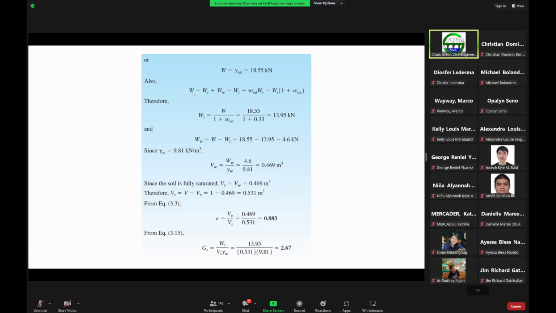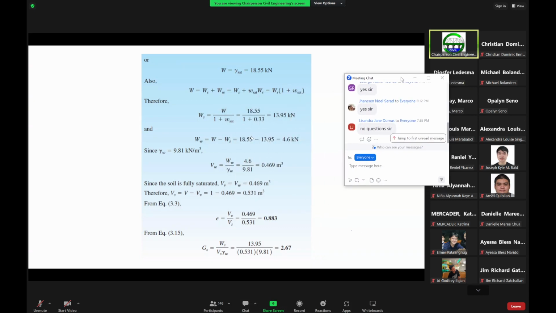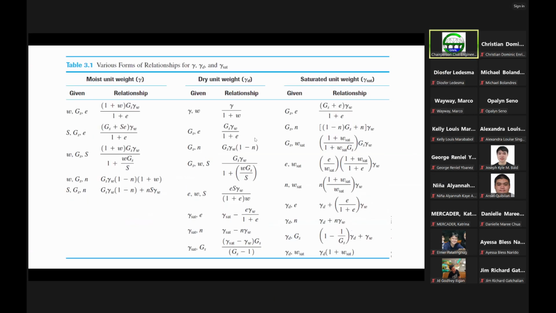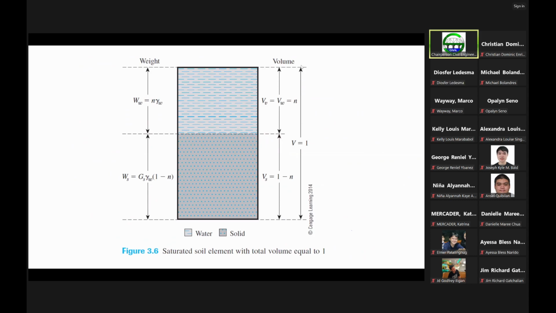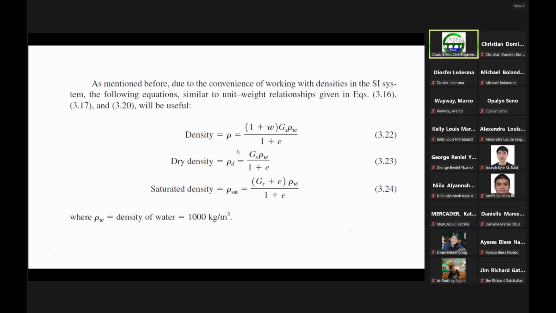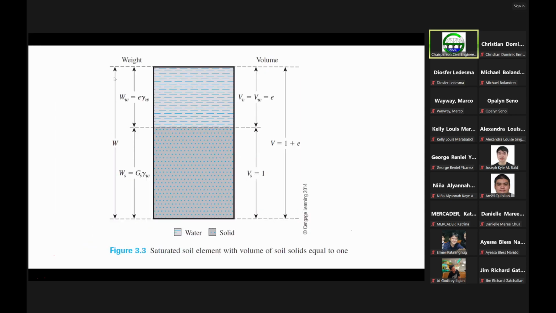Again, the total weight is equal to the weight of solids plus the weight of water. If we go back to the diagram, since the material is fully saturated, apologies, there's supposed to be a line here for the total weight, wherein the total weight is equal to the weight of the soil solids plus the weight of water. I think for the other diagrams we have that. Here, for example, the total weight is equal to the weight of water plus the weight of solids.